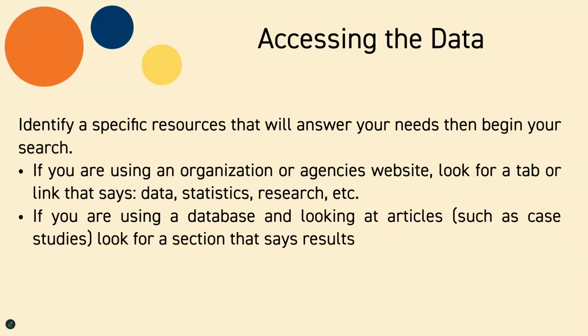And then you're going to look into accessing the data. So you want to identify the specific sources that you just identified as having it. Now you want to look at the resources that answer your needs to begin your search. So, for instance, if you're looking at the organization or agency's website, you look for a tab that says data, statistics, or research. These are all standard really for it. Now, there are a couple of agencies that like to hide things. Oftentimes, if there's a search box, this is a good place to type in data, statistics, or research, and be able to pull it up.